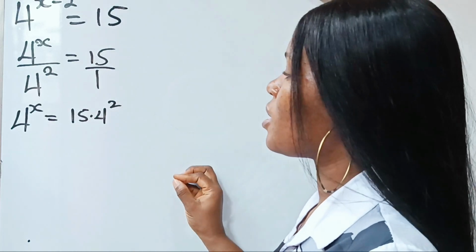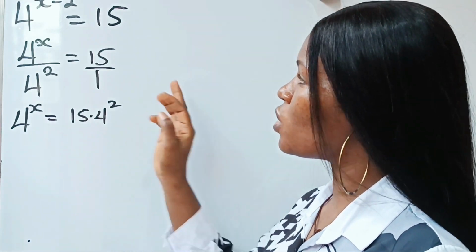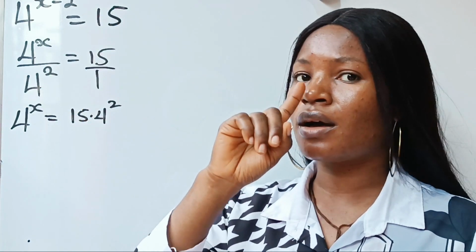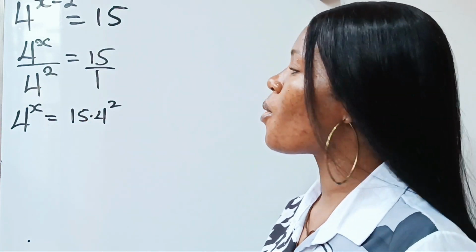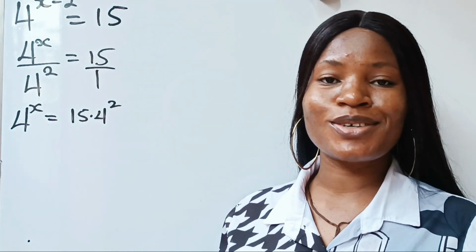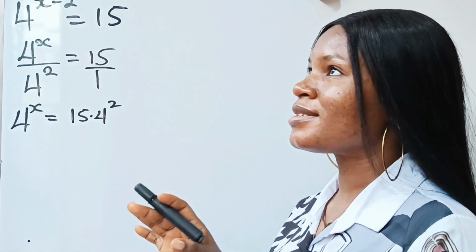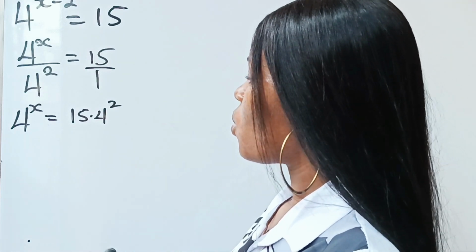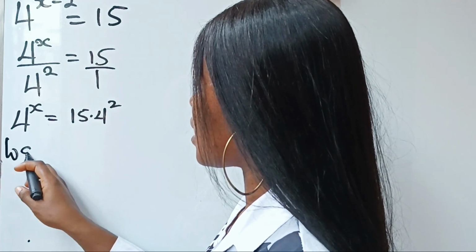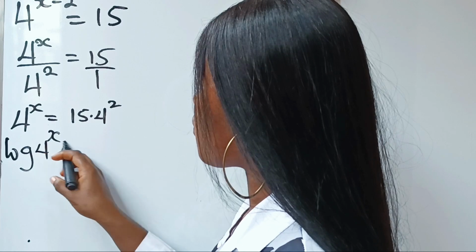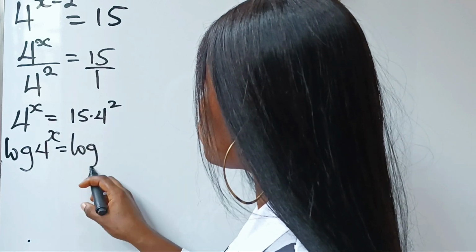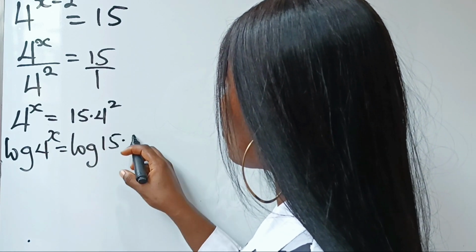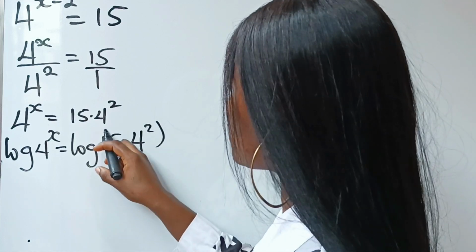At the end of this particular solution, we are going to substitute what we got into this particular equation to prove that it is right. So I would like you to wait and enjoy that part of the video because that's the most interesting aspect of the video for me. All right, so we are going to introduce log to both sides. Log 4 to the power of x is equal to log 15 multiplied by 4 squared.